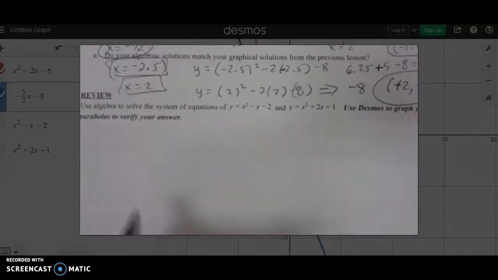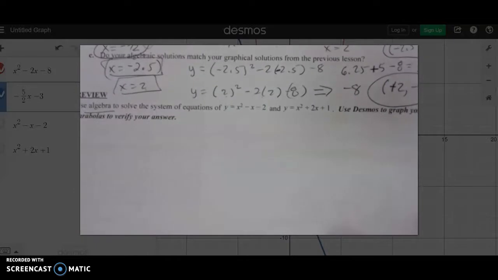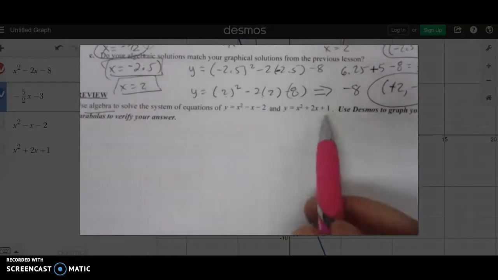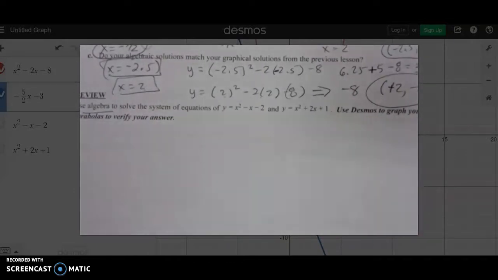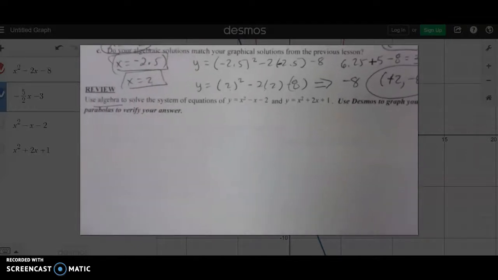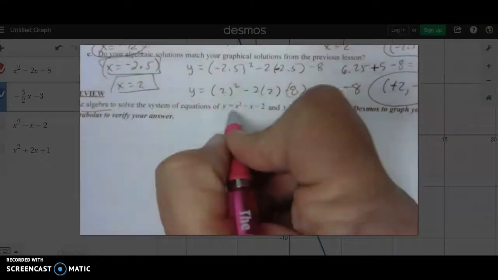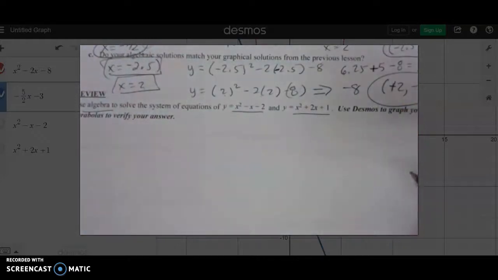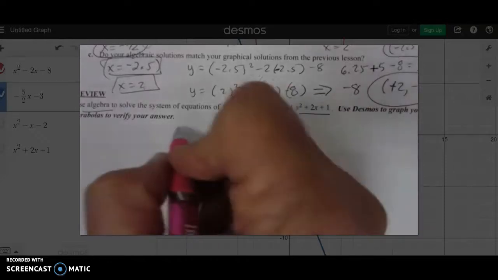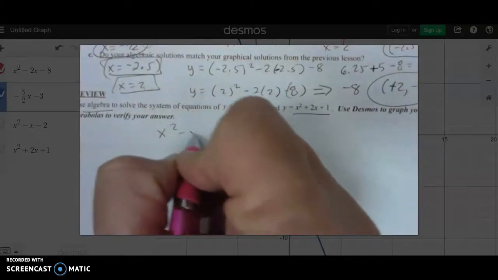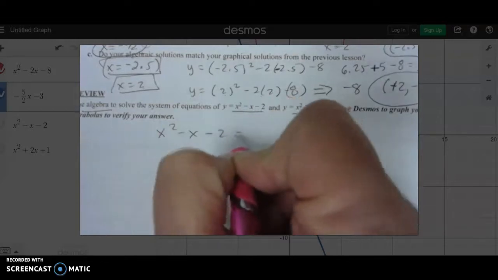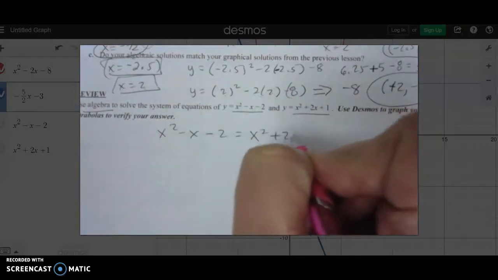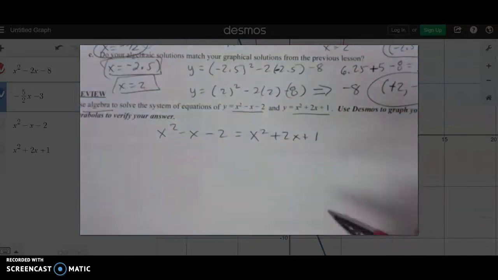We're going to use algebra to solve this equation. We're going to set the two equal to each other. And then we're going to check it when we're done on our Desmos graph to see if our answer is correct. So I have y is equal to x squared minus x minus 2, and y is equal to x squared plus 2x plus 1. So what we're going to do is we're going to set those equal to each other. X squared minus x minus 2 equals x squared plus 2x plus 1.